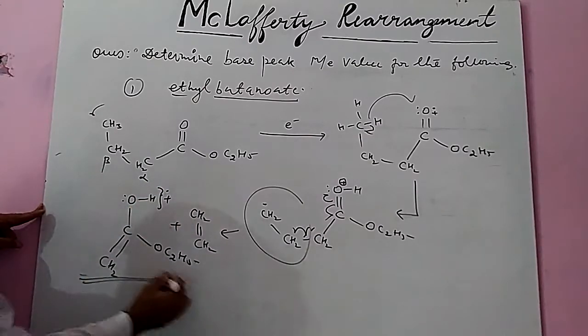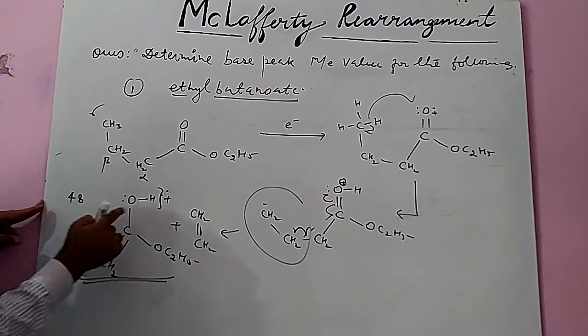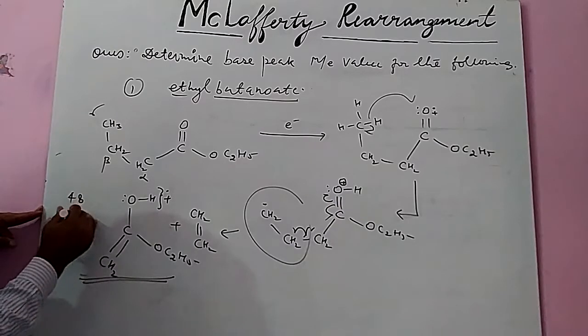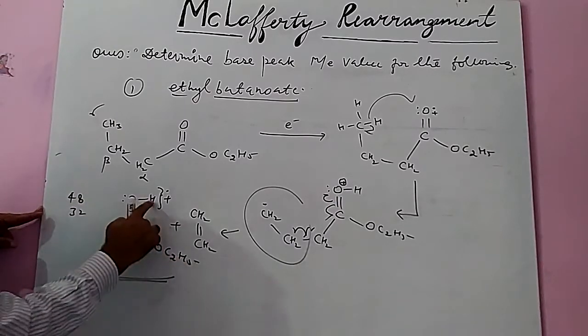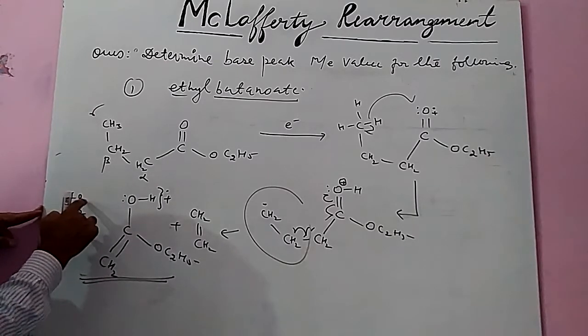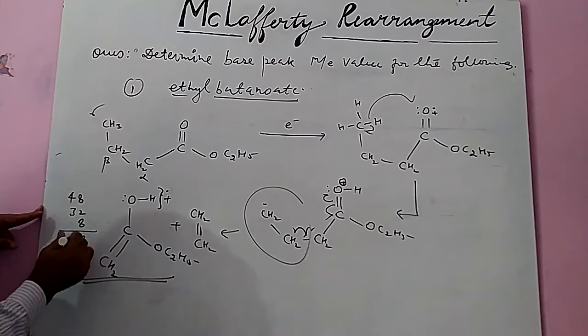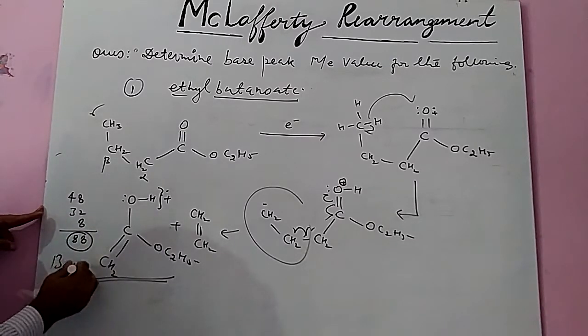So check the value: carbon 2 3 4, carbon 48, oxygen 2 32, 5 6, and 2 8 hydrogen. So 8 8 16 plus 2 18, 4 plus 3 7 plus 1 8 8. So the 88 is the base peak.